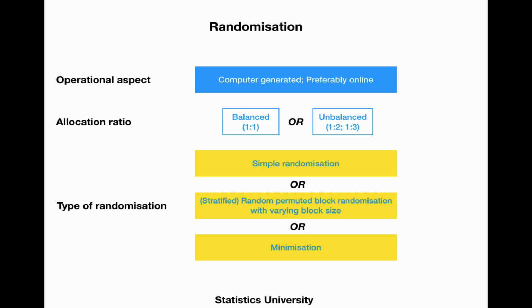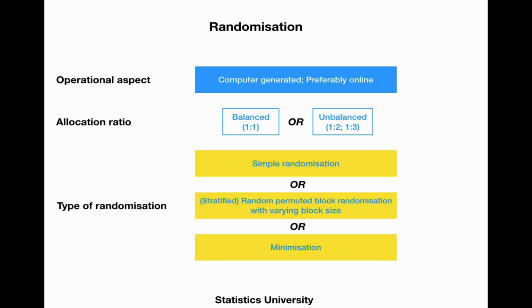Permuted block randomization allows researchers to have a little bit more certainty about the balance of the treatment groups, because here the computer uses a pre-specified but secret sequence of allocation. So for example, AABB, AABB, to assign patients to the different treatment arms.